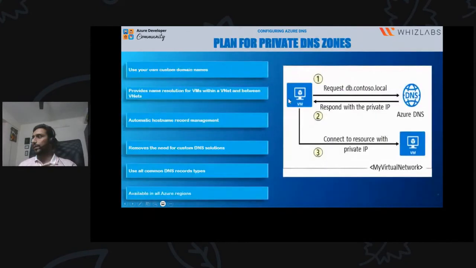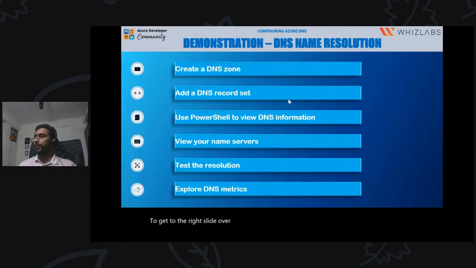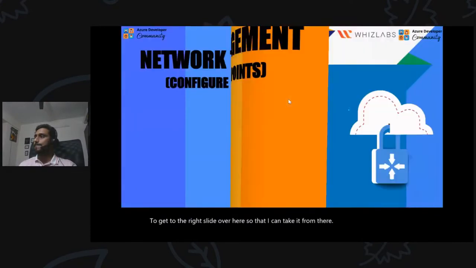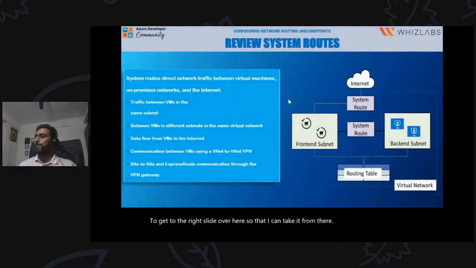I'm going to get to the right slide over here so that I can take it from there. Just to give an example, in your on-premises scenario, if you want to access Azure, you can go through site-to-site VPN. You can go through ExpressRoute, whatever way you choose to.